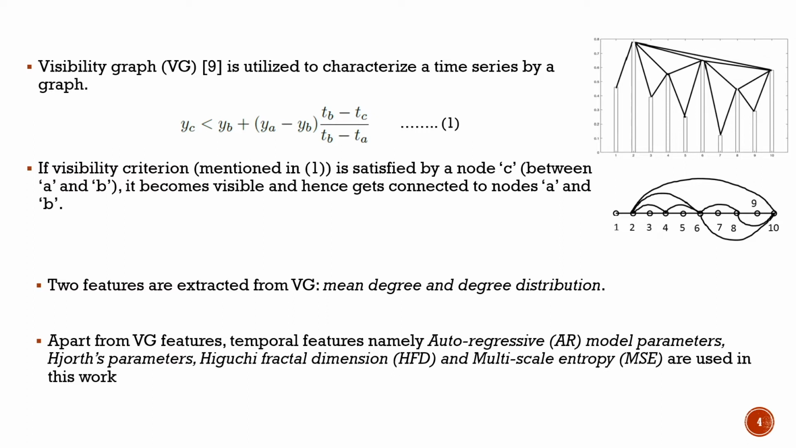Now, apart from the visibility graph features, we have also utilized temporal features, namely autoregressive model parameters, Hjorth parameters, Higuchi fractal dimension, and multi-scale entropy. And we have chosen these particular features because they have shown outstanding results in our previous works.